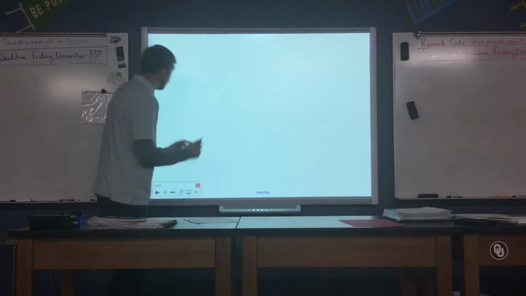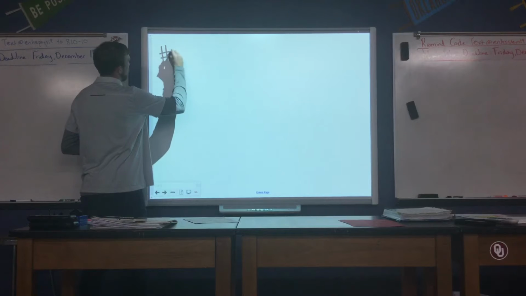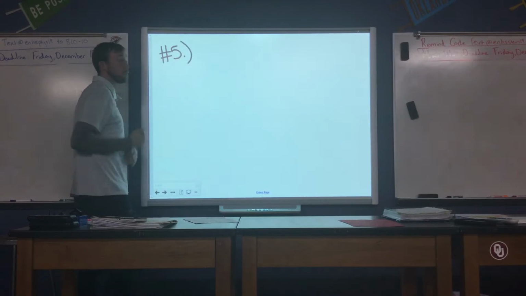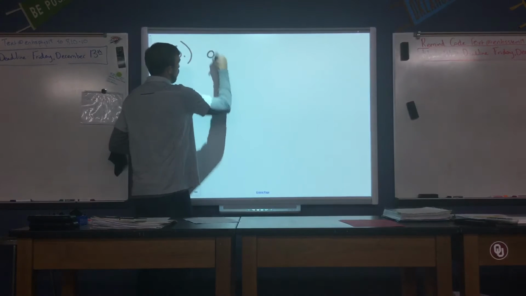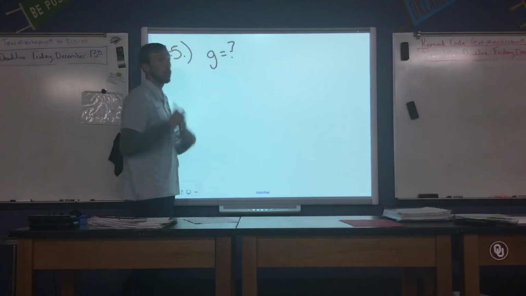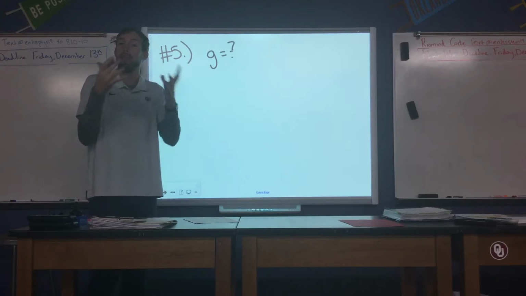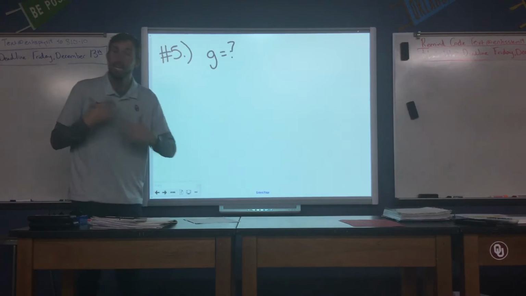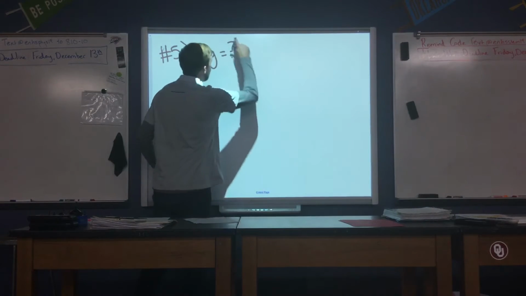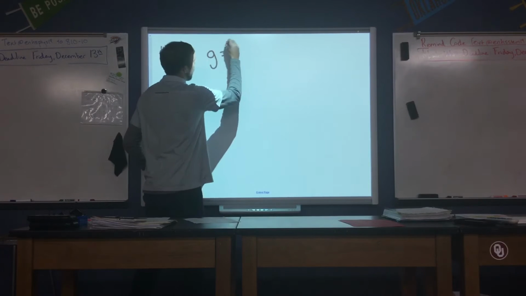So here we're looking at question number 5. The question is, we want to solve for what we call little g, or local acceleration due to gravity. The acceleration due to gravity in a certain place. And here that place is going to be the planet Mercury.